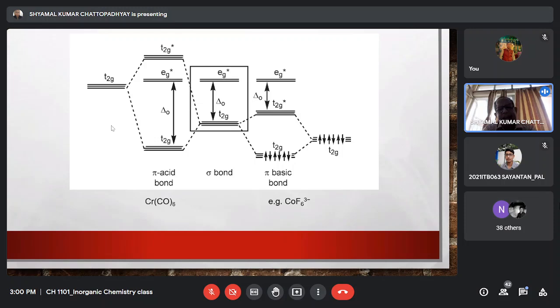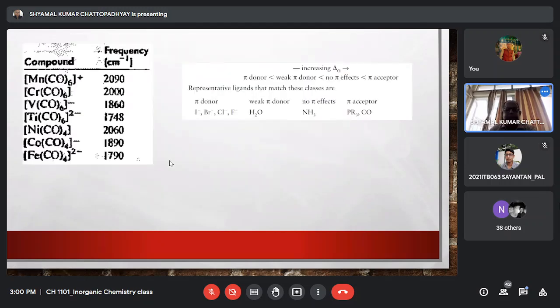Pi basic ligands will decrease the crystal field strength, and that I have written here. Fluoride, which is a sigma donor as well as a pi donor, has a weaker crystal field. Carbon monoxide, which is a weak sigma donor but a very strong pi acceptor, because of its pi accepting property, the t2g orbital is stabilized much, and as a result the energy gap is very high. That means the crystal field splitting is very high.